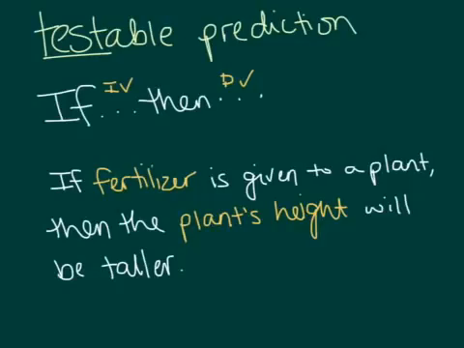We have the if-then format. Okay, we have the independent variable, fertilizer. We have the dependent variable, the height of the plant, and its prediction. We're saying if you give fertilizer to the plant will be taller. And then you could also think about the inverse. If fertilizer is not given to a plant, then the plant's height will be shorter. So that's how you write a hypothesis. Pretty straightforward. We'll get a lot of practice, and then you'll be writing them throughout the year.